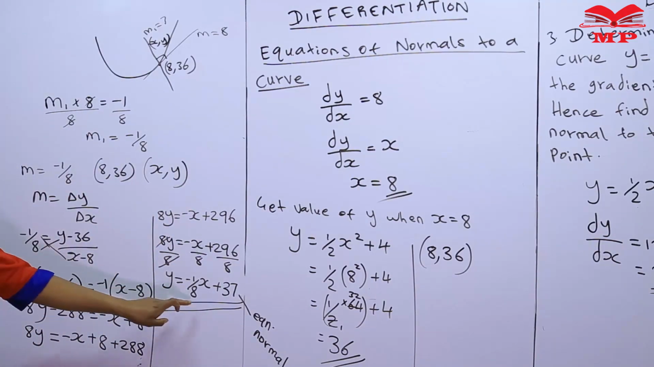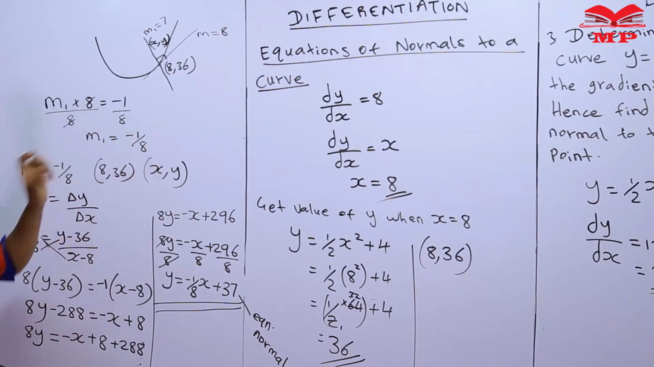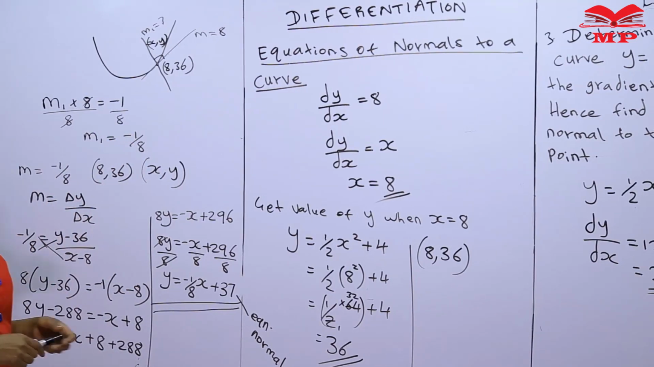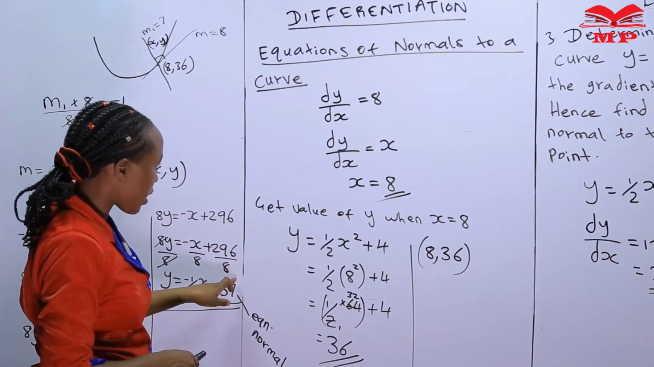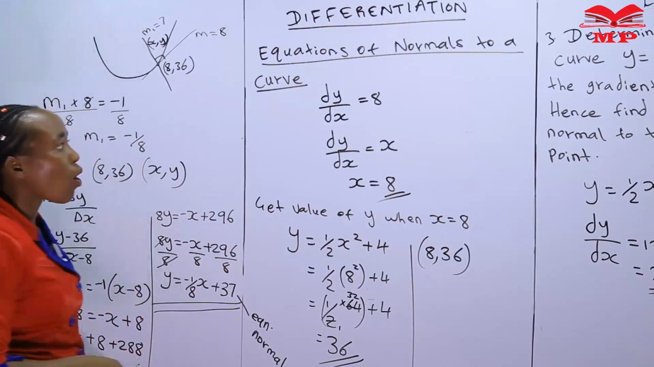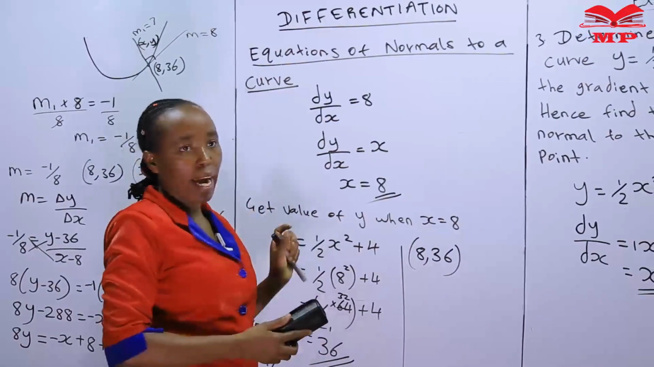We can see clearly that the gradient is negative 1/8, which is the same here, the gradient of the normal. So our equation is y is equal to negative 1/8 x plus 37. And that's how we find the equation of the normal to a curve.